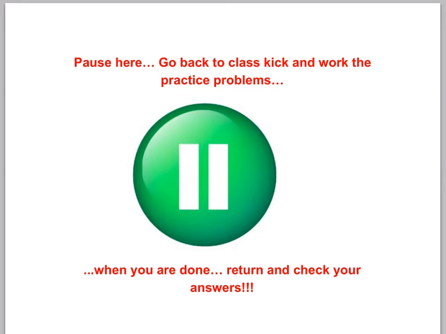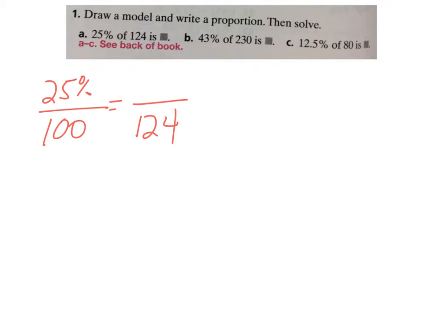All right, so pause, head into Class Kick and work a few. I'll be watching. So you've got 3 here to work. And the first one here, 25%. So again, that 25, the percent goes here, 100 always goes here. So 25% of 124 is, so that 124, the whole, the of goes here, and I don't know the is. So that's the setup on that one.